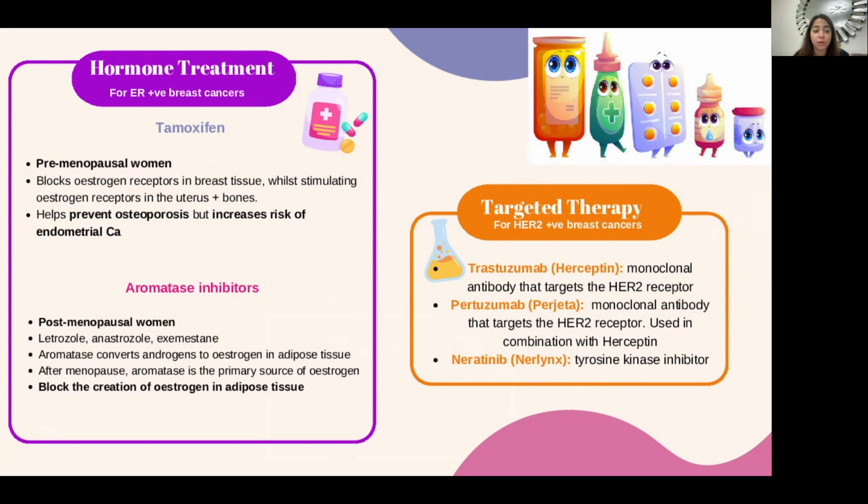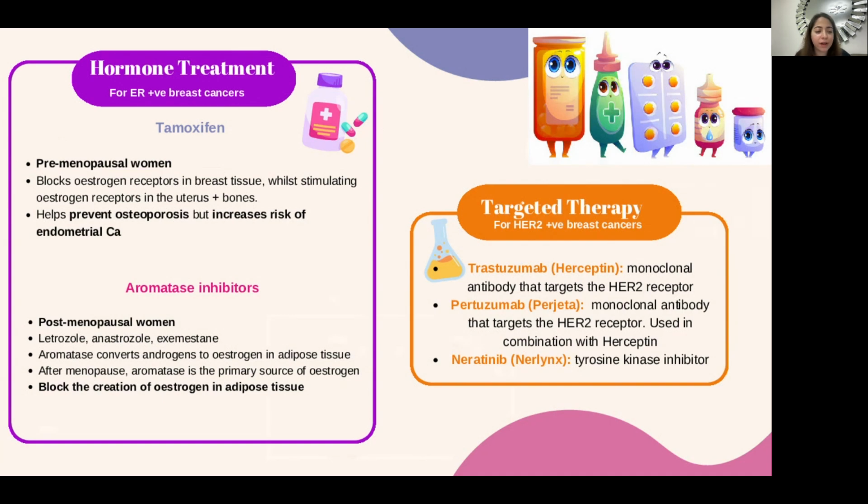Although they help to prevent osteoporosis, they do increase the risk of endometrial carcinomas. So it's important to be aware of those, especially when you're counselling patients, or if you have patients who are at risk of endometrial cancers, then tamoxifen might not be the best option to go with. But obviously, all these treatments are directed by specialists, so they'll know a lot more about them.